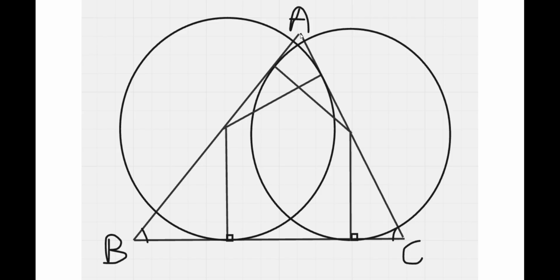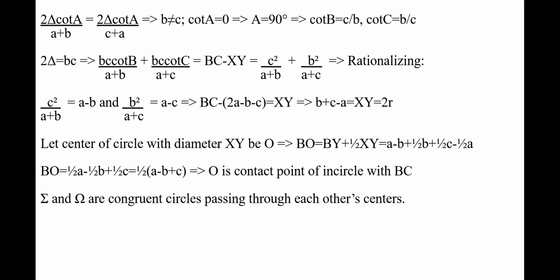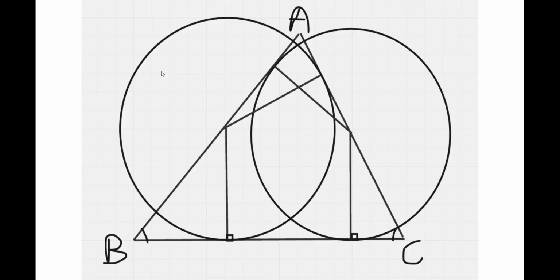So what's the tangent from A to this circle? It's basically just this radius into cot A, right? Because there's a right angle at the tangent. So that's basically what we do, and then we equate the tangents of both sides. Let's see how that's done. So here we have 2 delta cot A by A plus B is equal to 2 delta cot A by C plus A. Basically, we just use symmetry to find the radius of the circle. It's pretty much the same process.